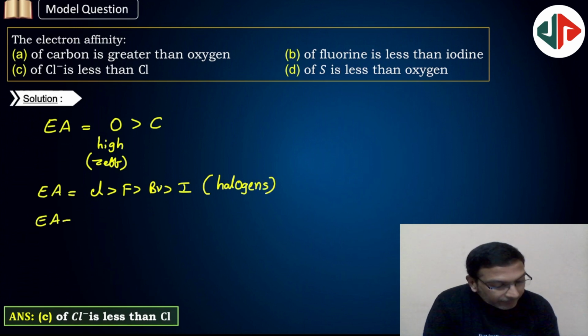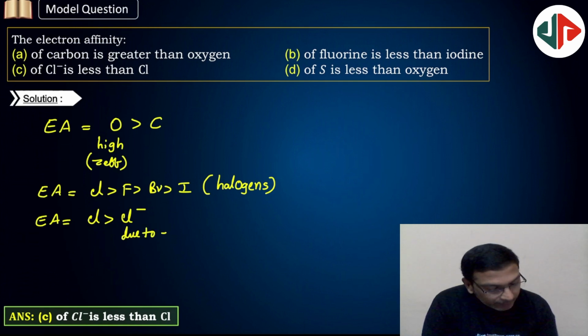Next, electron affinity of Cl is greater than Cl-, so due to electronic repulsion.